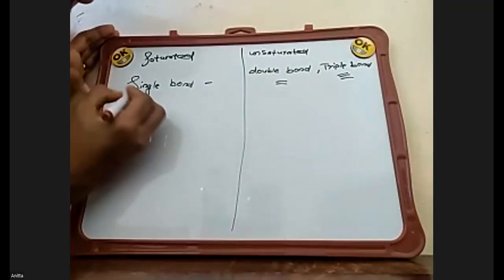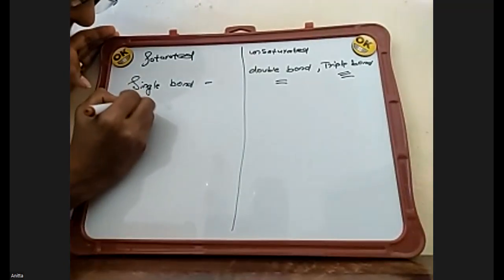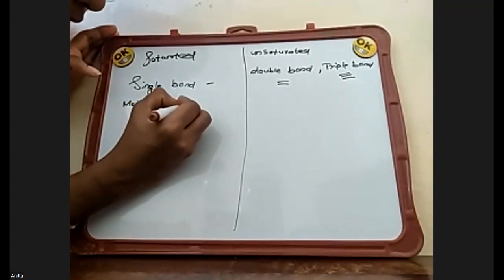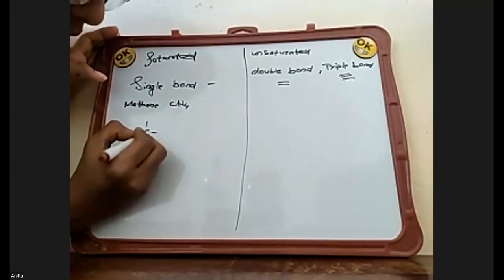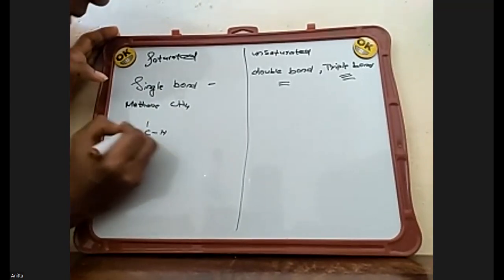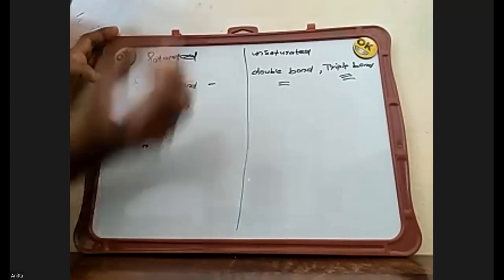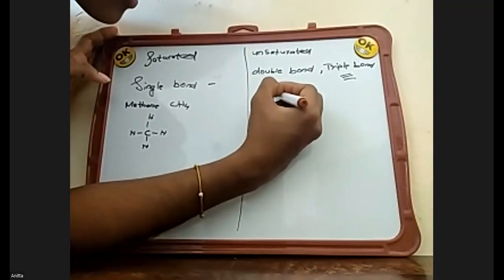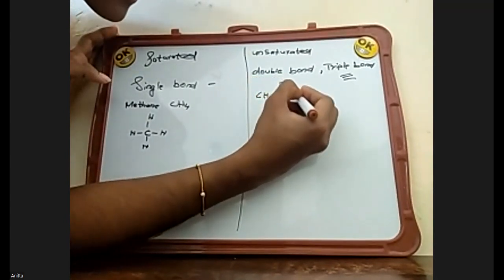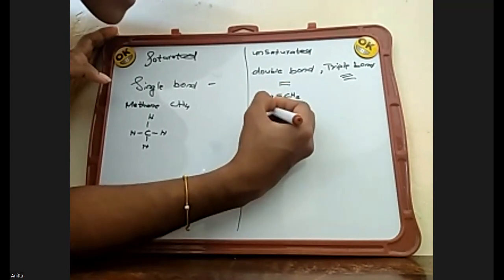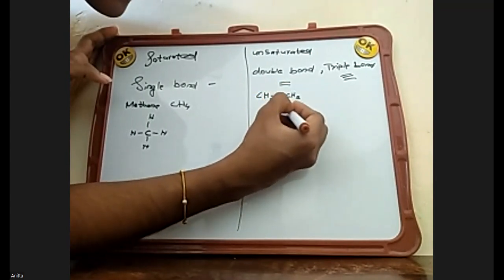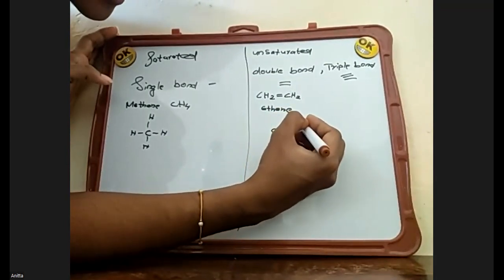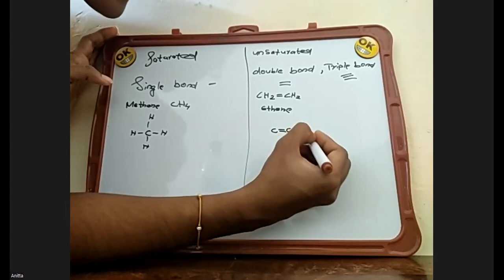For a single bond, an example is methane. Methane we write as CH4. Carbon with 4 hydrogens. Next, double bond. We write the example CH2 double bond CH2. What is CH2 double bond CH2? It means ethene. We write the double bond in between two carbons, with two hydrogens on both carbons.